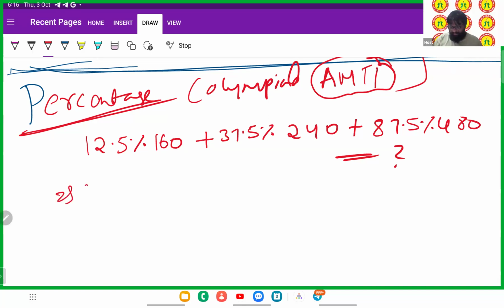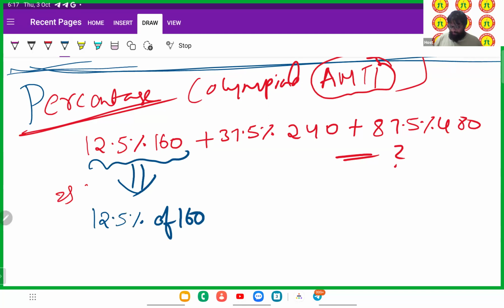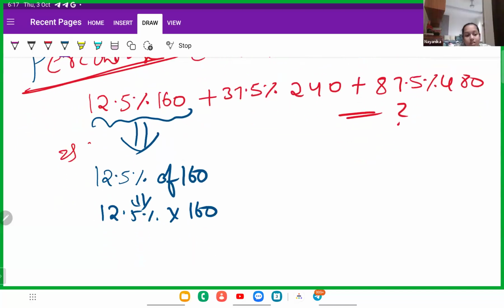Okay sir, this means, I'm actually throwing you a hint, 12.5% of 160. That means 12.5% into 160. So that's what I said. The first thing I said was to multiply them to their respective numbers, like 12.5 into 160, and add the answers. Sir, 12.5% of 160 plus it is 37 or 31, sir. It is 37. Okay, sir.